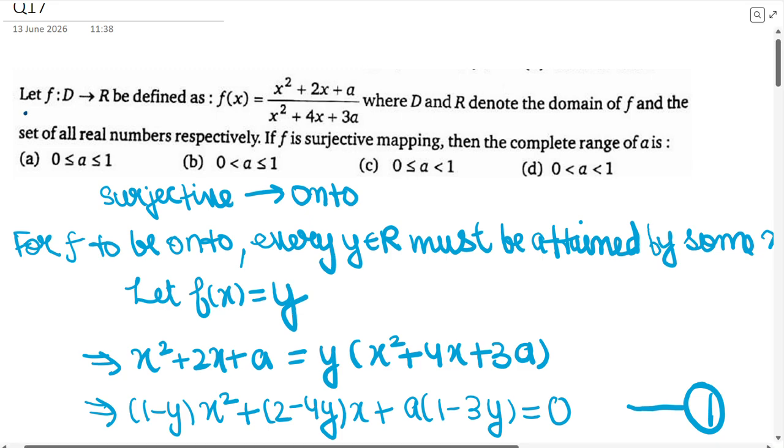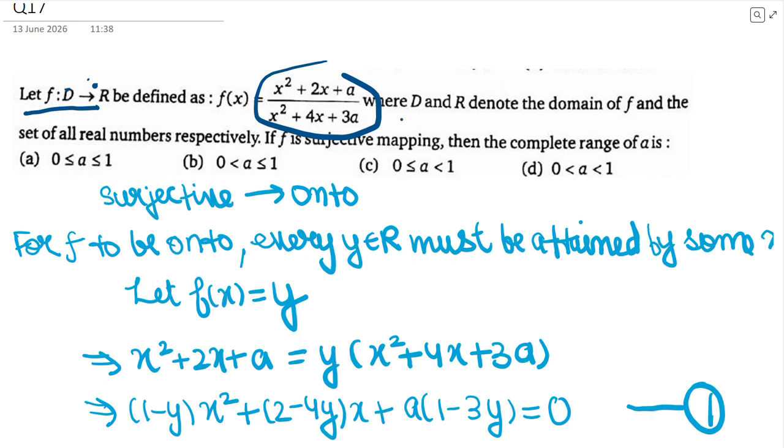The equation says that for a function going from D to R, where D is the domain and R is the range of that function f, which is defined as f(x) equal to this expression, D and R denote the domain of f and the set of real numbers respectively. Of course, R is the real numbers and D is the domain.